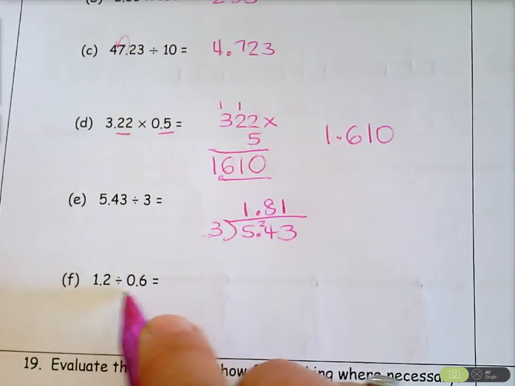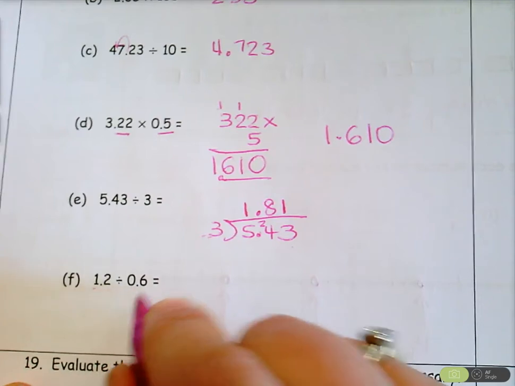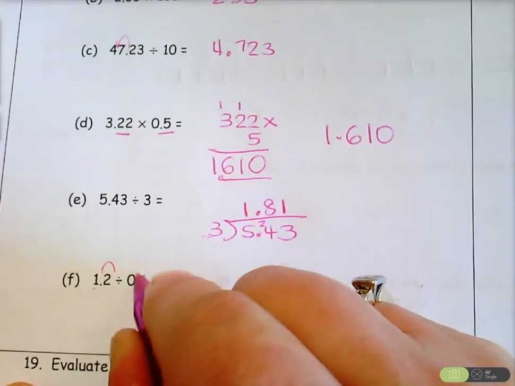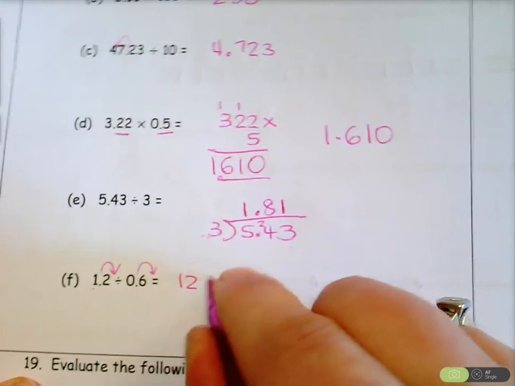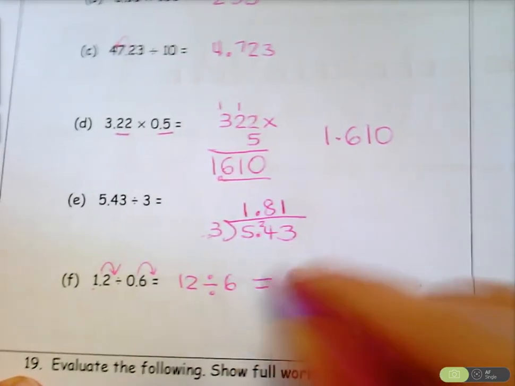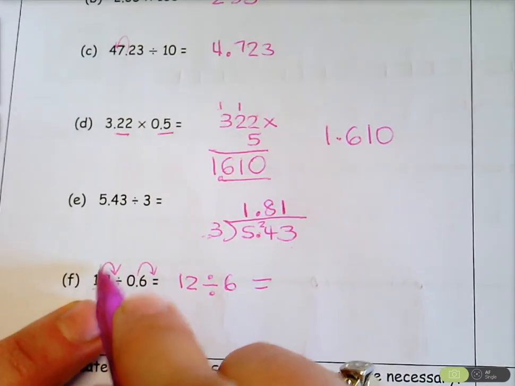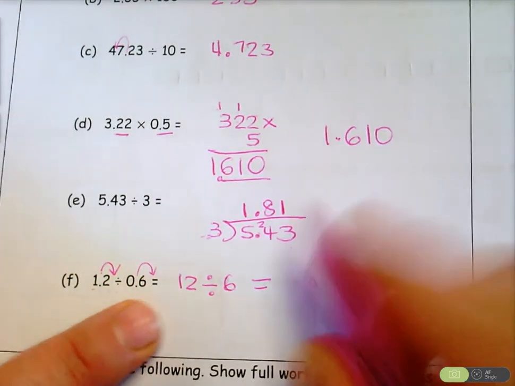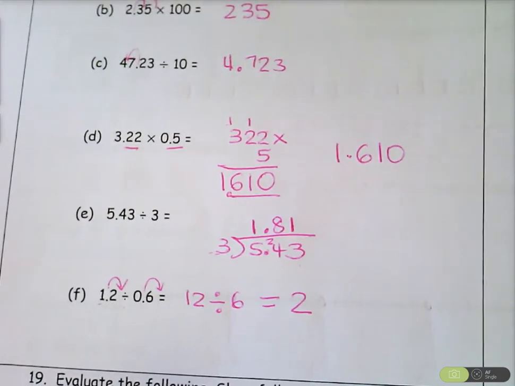Girls, we don't like to divide by decimals. So 1.2 divided by 0.6, I'm going to change it and move each of those decimal places 1 place to the right. That is the same as doing 12 divided by 6. So girls, we don't like to divide by decimals. So we move the decimal place 1 to the right and 1 to the right. 12 divided by 6 is 2. That's what the question becomes.